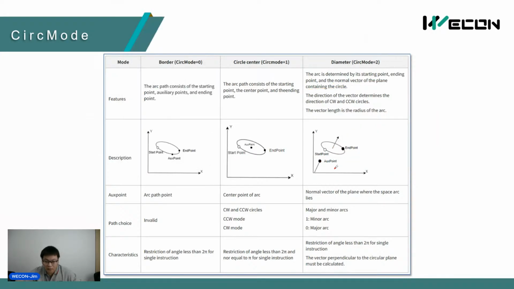Okay. And also in this mode, this path choose is used to select the different type of the axis. It's main axis or mesh axis. And usually we use these two modes.